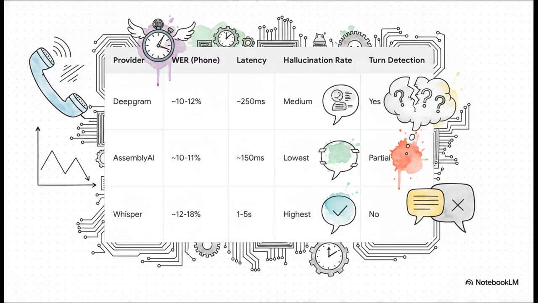And wow, the cloud providers are an order of magnitude faster. But then look at the hallucination rate. This is what stops your agent from just making things up. AssemblyAI is the clear winner here with the lowest rate, which is how you build user trust. And finally, native turn detection. That's a feature that only the specialized cloud guys offer right out of the box.